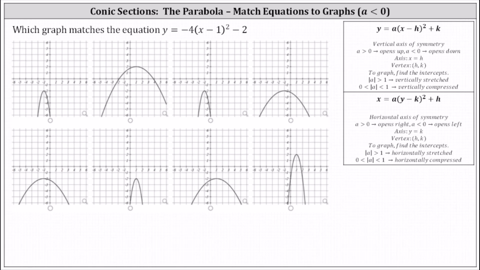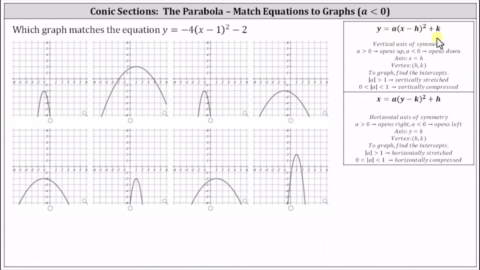Which graph matches the equation y equals -4 times the square of x minus 1 minus 2? Our textbook refers to this as the standard form for the equation of a parabola. Other sources refer to this as the vertex form for the equation of a parabola. Because the x part is being squared, notice the equation fits the form of y equals a times the square of x minus h plus k.